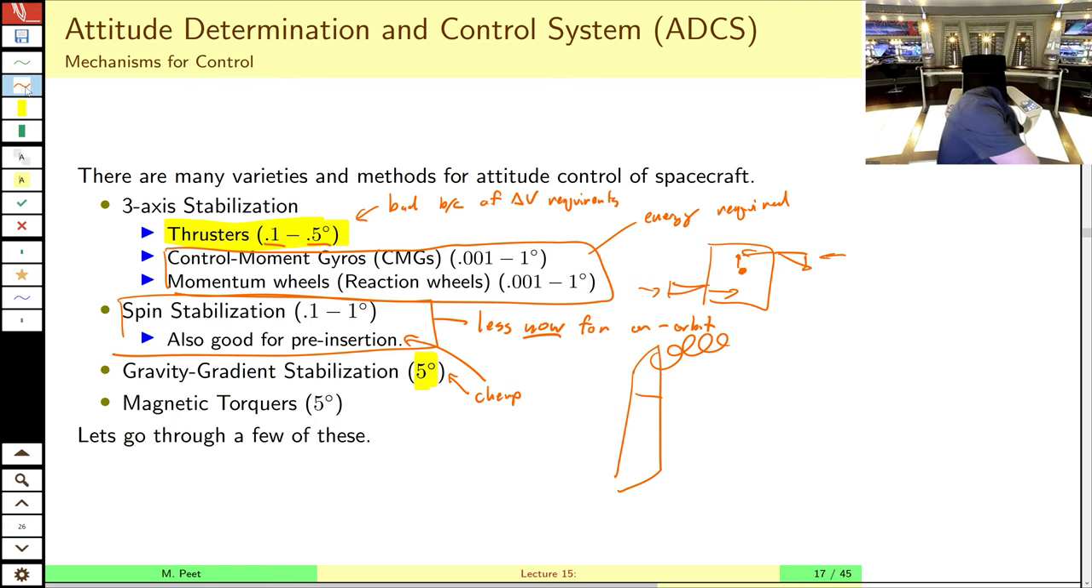And finally, we have magnetic torquers, right? When you're near the Earth, low Earth orbit primarily, you can use the Earth's magnetic field to create torque, using it the same way a compass does. So we'll go through all of these and talk about the basics of how they work and the limitations and the pluses and minuses and so forth.